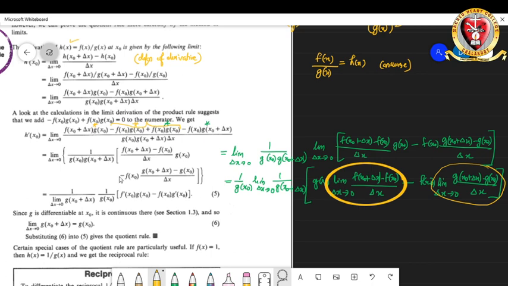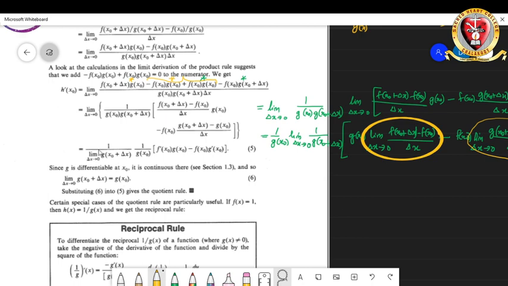So you finally get 1 by limit delta x tends to 0, this term into this term, into the term f dash of x naught into g of x naught minus f of x naught into g dash of x naught. And when delta x tends to 0, this term is nothing but 1 by g of x naught. That is what is written here.